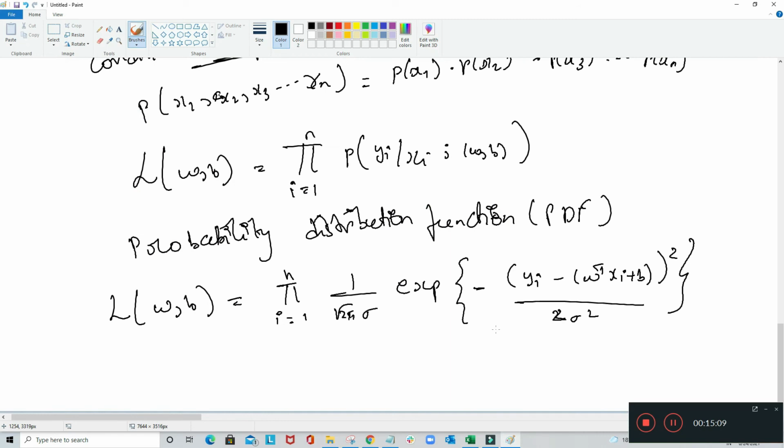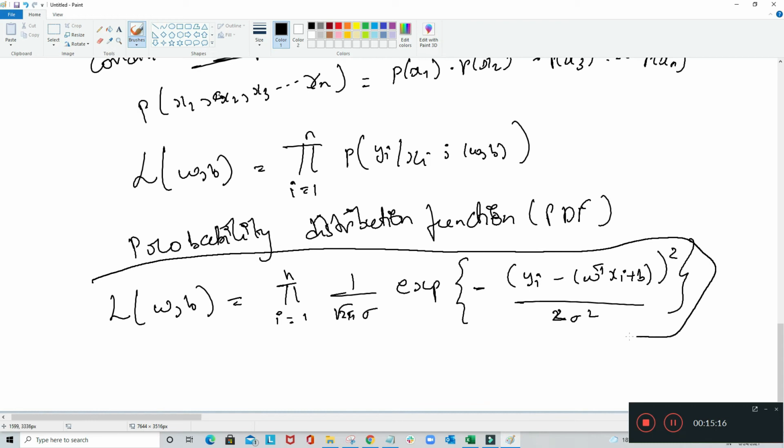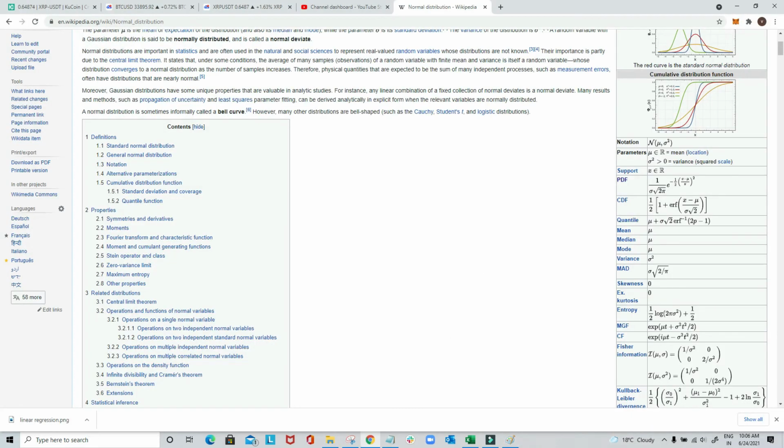Now we have to optimize this equation. So for value of W and B, I have to find optimal W and B for the above equation. So finally I found this equation. This is the PDF of the normal distribution. So using this equation, we have written our likelihood function equation as like this.